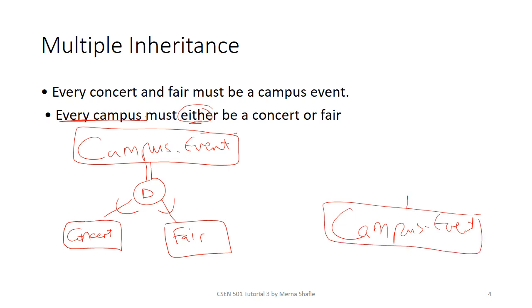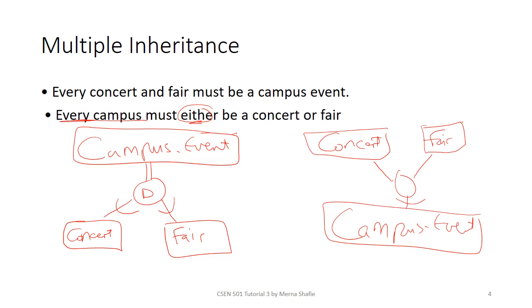طيب, let's do it the other way around. If I have the campus event as the subclass, and I have the two superclasses, concert and fair. I will draw the cup as looking upwards to the concert and fair because I consider them to be my superclass. Right. Let's think of it again.